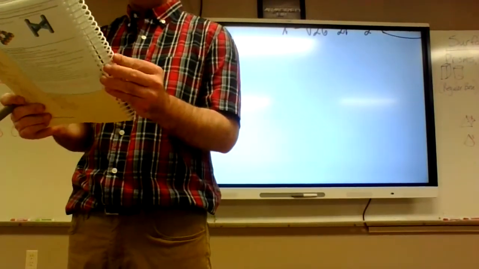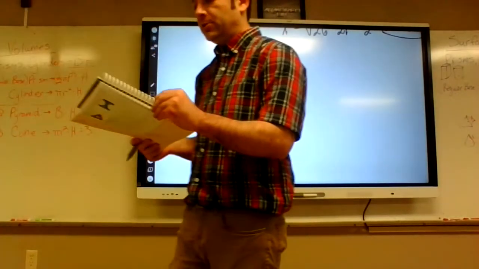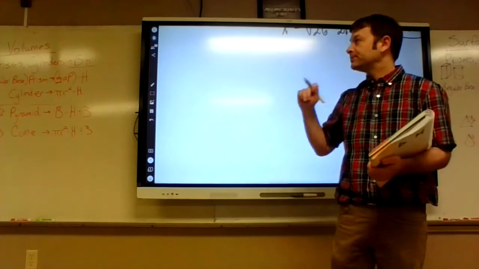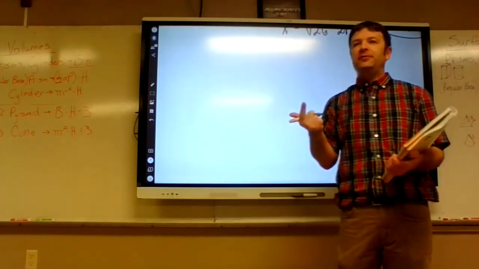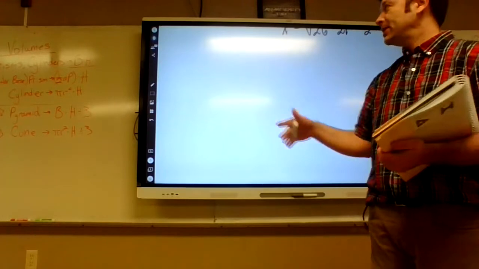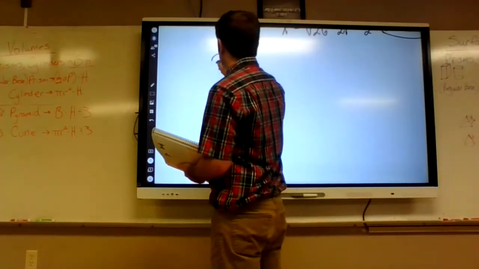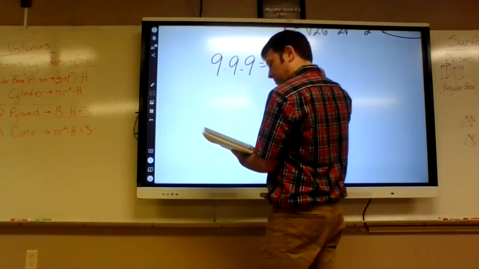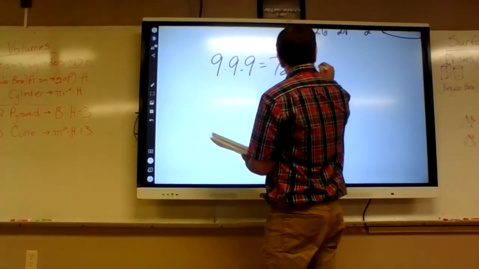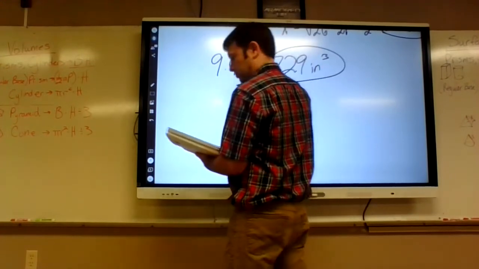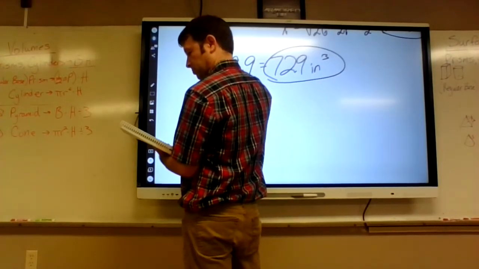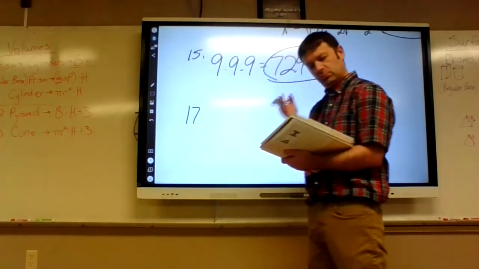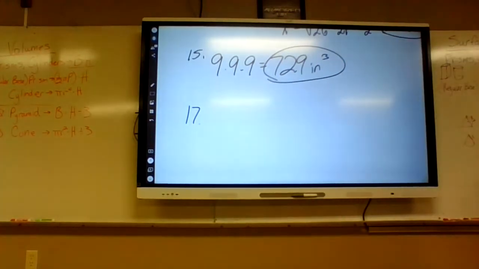Number 15. Find the volume of a cube. How do we find the volume of that cube? 9 cubed. 9 times 9 for the base, times 9 for the height, 9 times 9 times 9. Hopefully nobody gets that one wrong on the test. I wouldn't bet on it though. You never know.